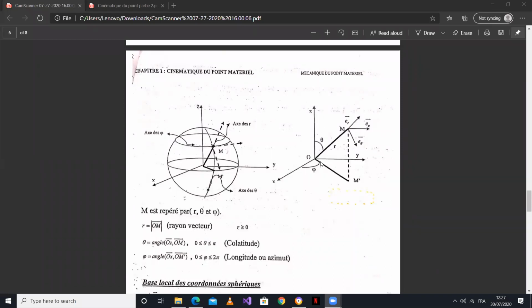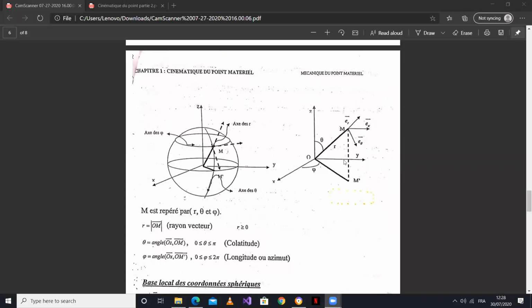And theta is the angle between OZ and OM. I said theta goes from 0 to pi, and pi is equal to 180 degrees. So theta can only go from 0 to 180 degrees and back.